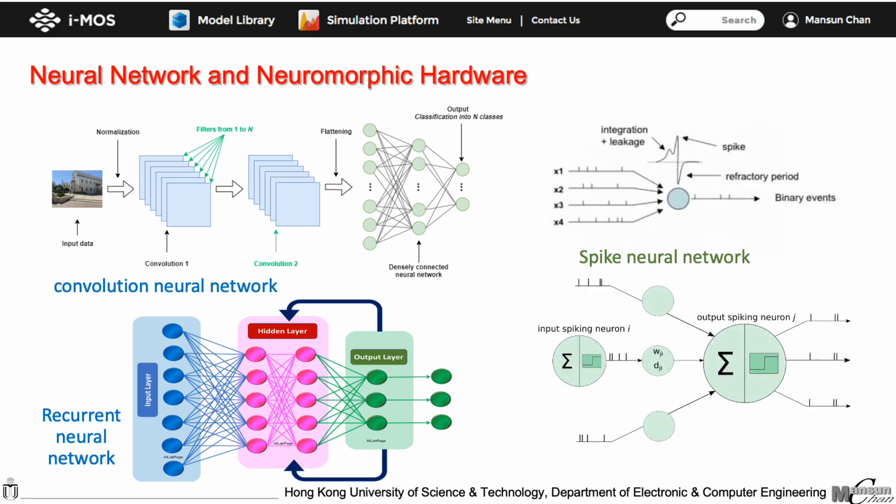Neuromorphic computing, on the other hand, mimics our brain to process data encoded as pulses in the time domain. This kind of hardware is usually referred to as spiking neural network, or SNN. The spikes in SNN can be very sparse, and therefore it can be much more energy efficient.